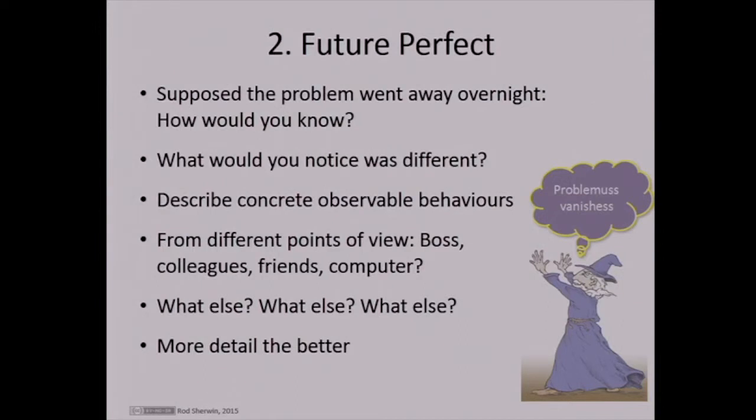And we're outside our head, we're in between people's noses. Describe concrete observable behaviours. Oh, well, if the problem went away, I'd be happy. How would someone know you were happy? Oh, well, I'd have a bounce in my step, and I might even be smiling. Great. Those are external things that other people can notice. So we're focusing on those externally observable things.